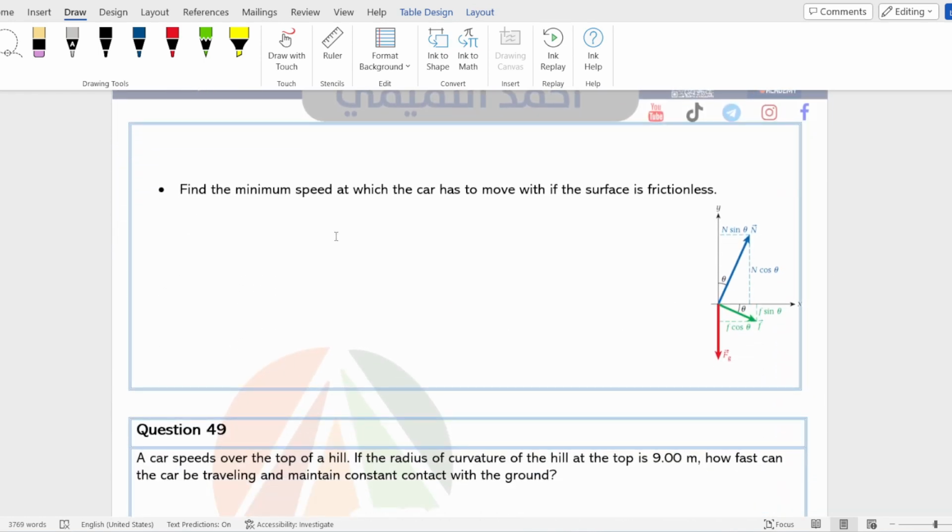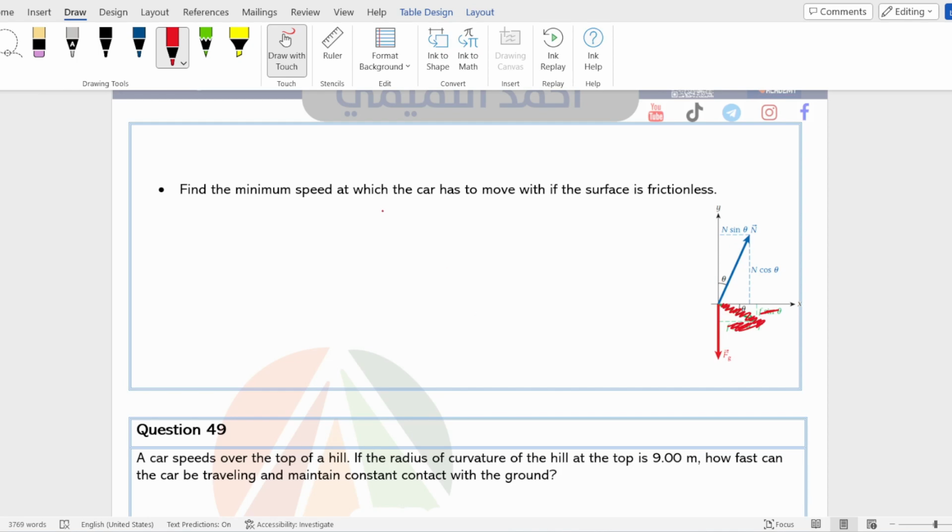طيب شو اللي بعده؟ لما يحكينا الآن find the minimum speed at which the car has to move with if the surface is frictionless. لما يحكي لي الآن frictionless، الآن أنا رسمت لكم نفس الرسم. الآن هاي شو راح نعمل فيها؟ كأنه الفريكشن فورس راح تصير صفر، فبالتالي I just have to remove this. And by removing this, what we have left is basically the normal force and the gravitational force only acting on the car. The normal force makes an angle which is the banked angle theta, and we have also the gravitational force.